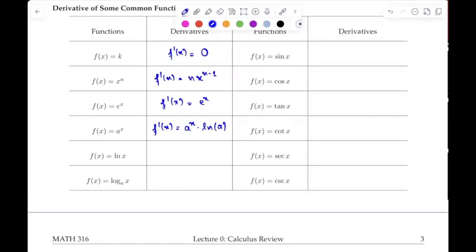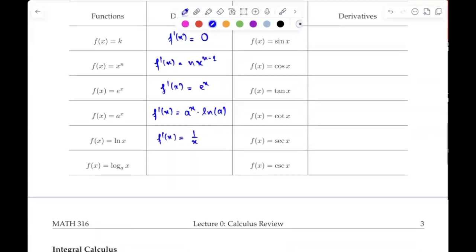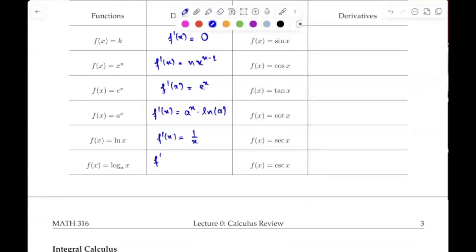Move on to ln of x, logarithmic functions. f prime of x is equal to 1 over x. And for log base a of x, you have f prime of x equal to 1 over x times ln of a.